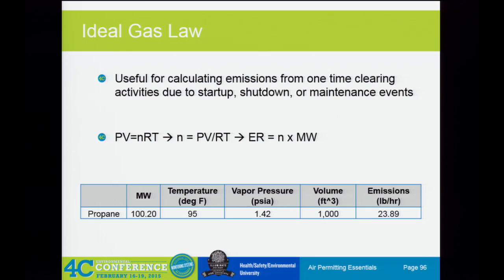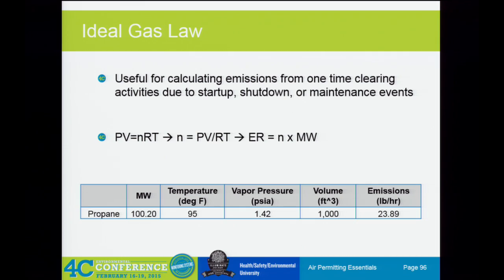The safest thing to assume is that it all emits over an hour, and if you can't pass impacts, then you can talk with your process engineers about how long it will actually take to purge the vessel. But it's safer to just assume that it emits over an hour and see if you pass impacts, and if you can't, then you come back. Another scenario where this would come in handy is if you operate a batch chemical process. Because you're not operating a continuous process, you're going to be filling a reactor up and purging that vapor space in the reactor to a control device. That's another example where you would use the ideal gas law as well.